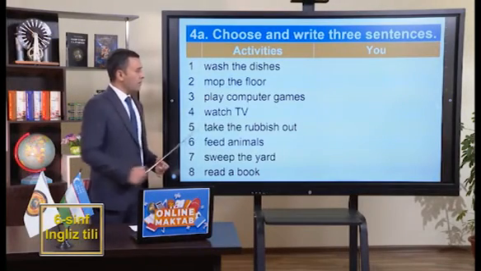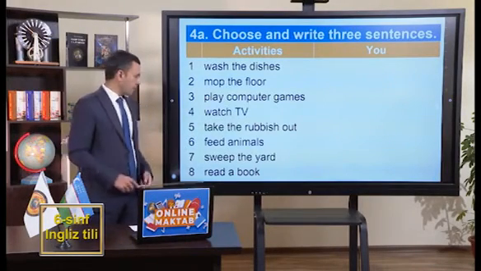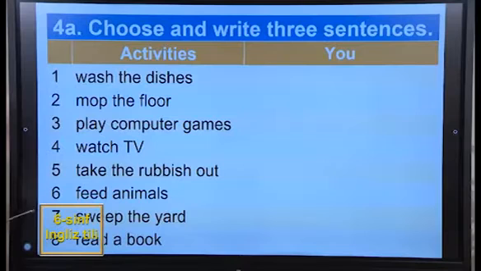Next, take the rubbish out. Feed animals. Do you have animals at home? Sweep the yard. And did you read a book yesterday? I hope yes. And as for me, I did those activities yesterday.